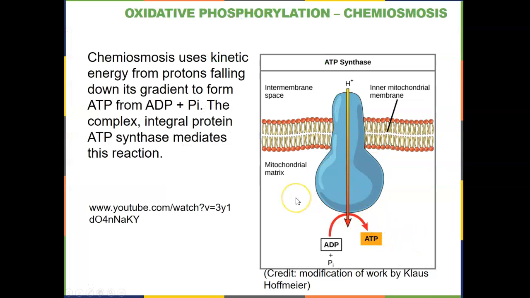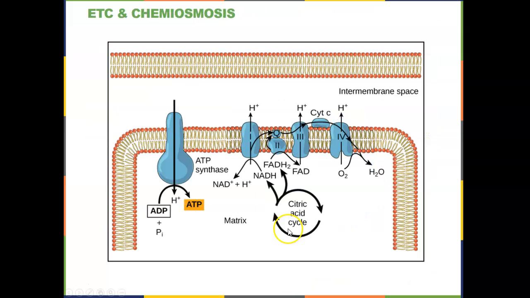All right, so that animation, hope was useful. And when they refer to the matrix, that's this inner space inside the inner membrane. There's an outer membrane, an inner membrane, and then that space inside where the citric acid cycle reactions occur and where ATPs are generated is called the mitochondrial matrix. It's just the inside of that inner compartment.